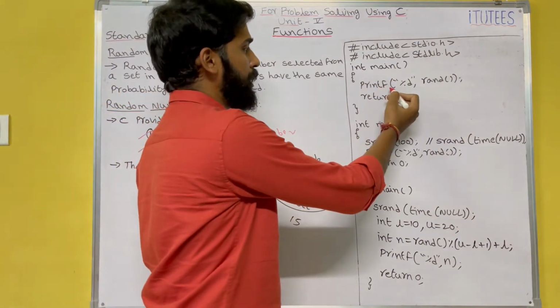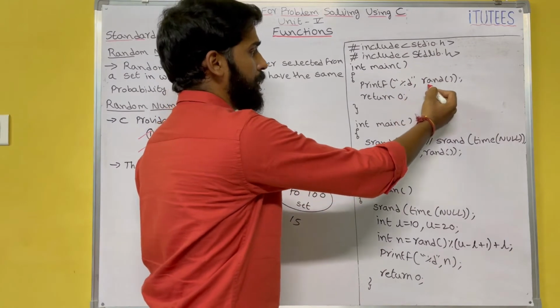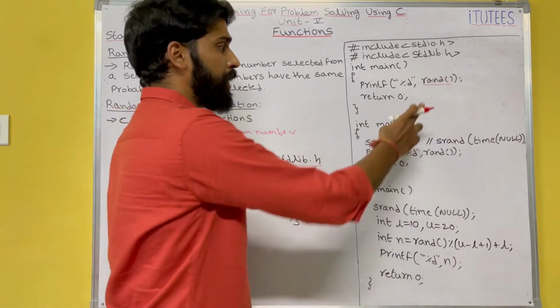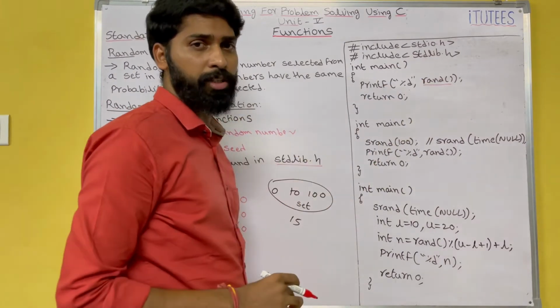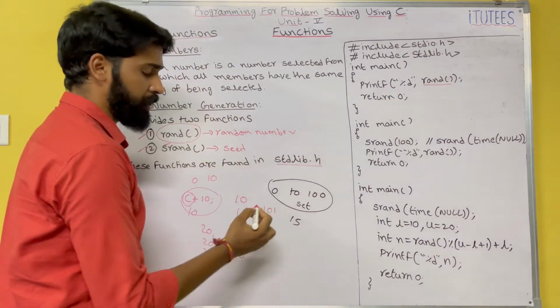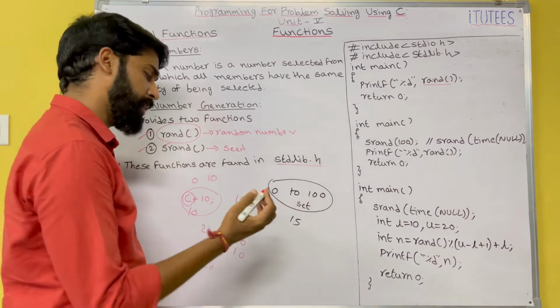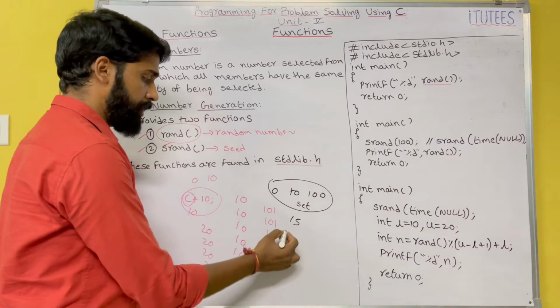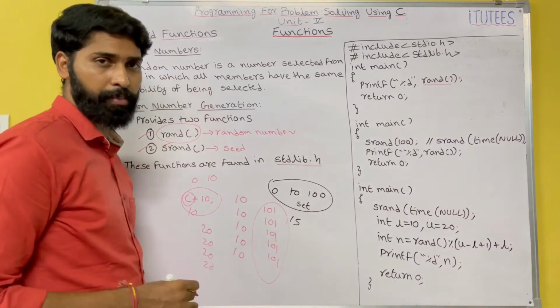So int main, printf %d rand. Rand is a function that returns the random number. If you execute this program, it always returns the same number. For example, if it returns 101, then every time it returns 101 only. Then there is no meaning of a random number.